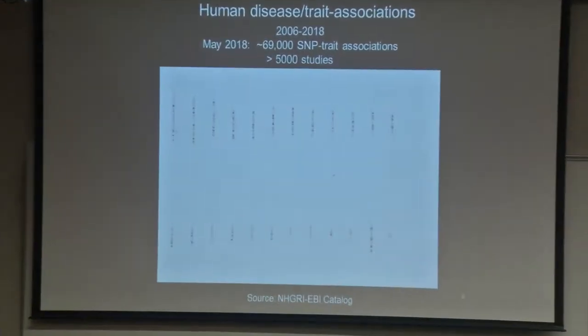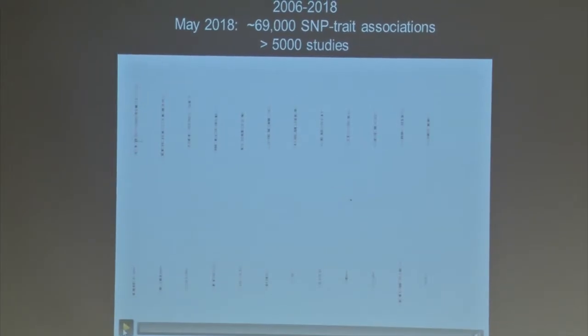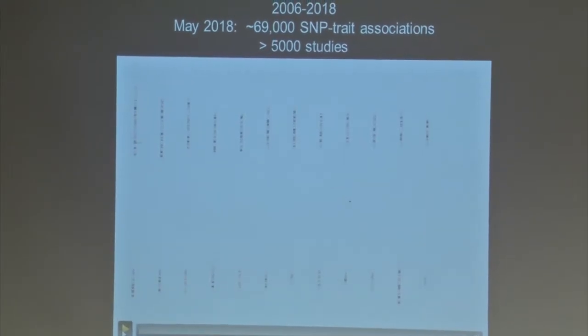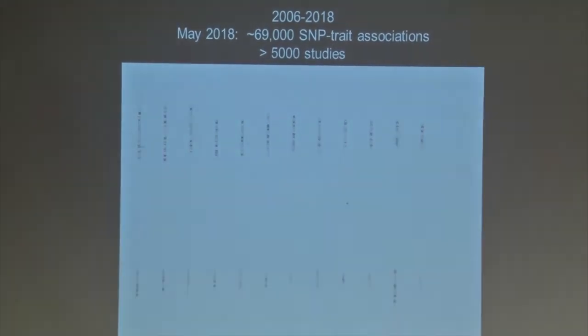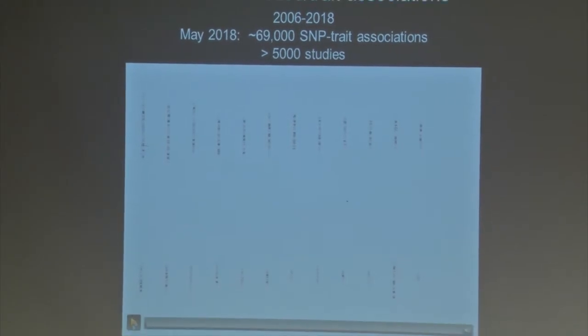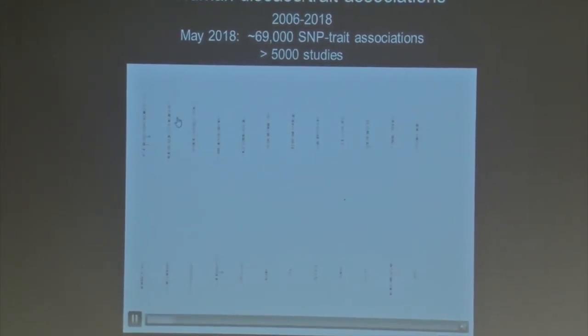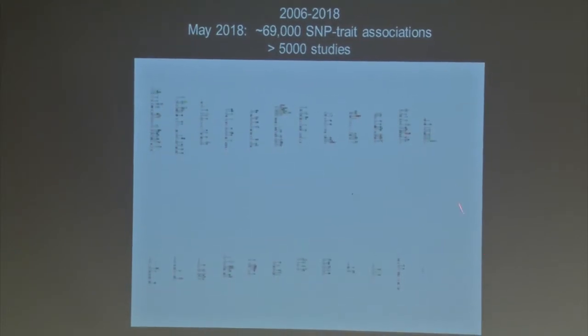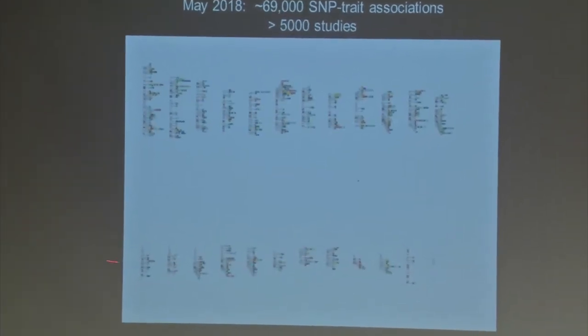So there's more than 5,000 studies, and this plot shows you between 2006, where we had very few of these associations, and 2018. So let me just play this movie. So this is the human genome. So different chromosomes of the human genome all lined up here. So we have 26 different chromosomes.